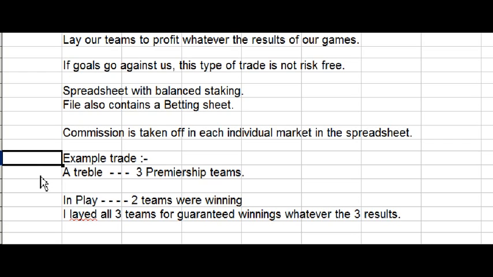It's now Monday, and that was a treble with 3 Premiership teams playing, and in play two teams went ahead, so I laid all 3 teams to profit whatever the result, and eventually those 2 teams lost and the other team won, and I came out with a nice profit at the end. Okay, so on with the spreadsheet.